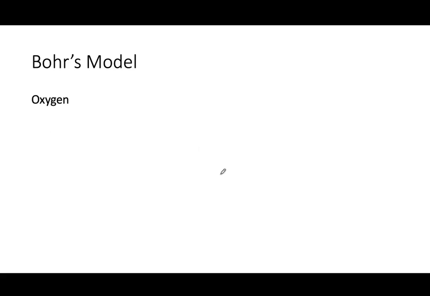All right, let's look at oxygen. If you look at the periodic table, oxygen, the number of protons is equal to 8. That means I also have 8 electrons. So O, all right, here we go.